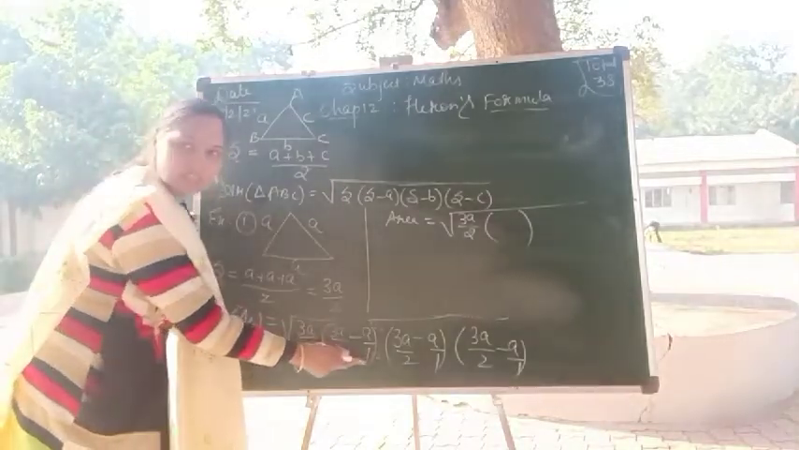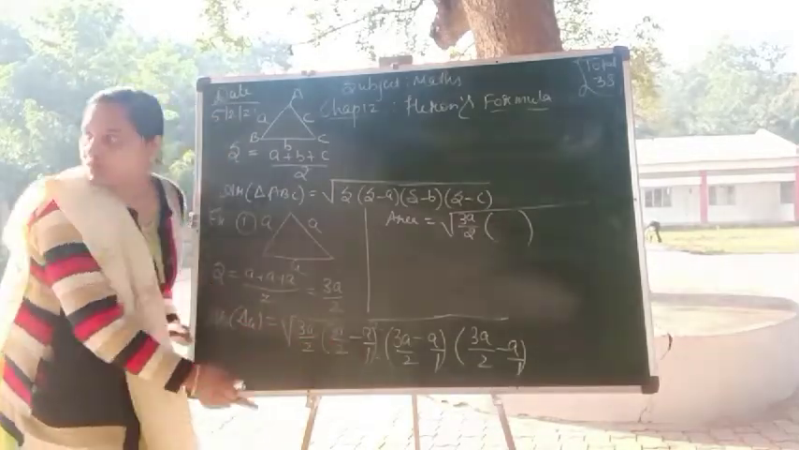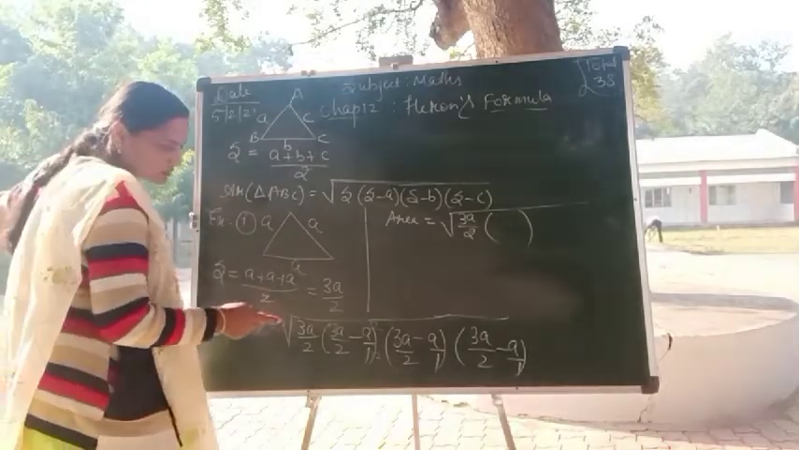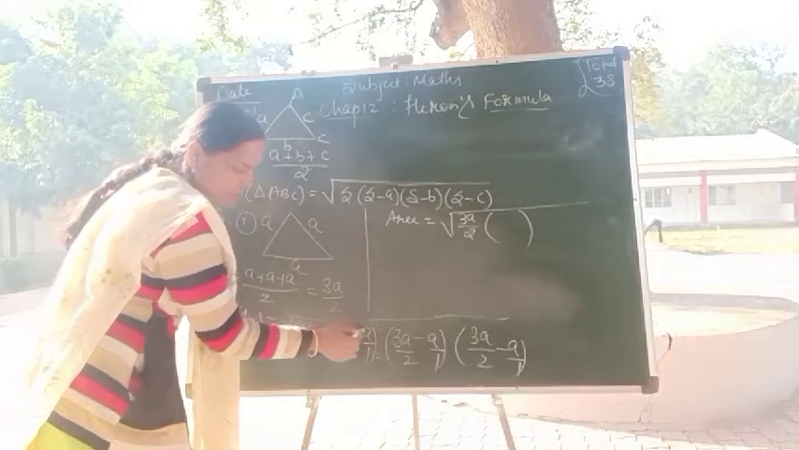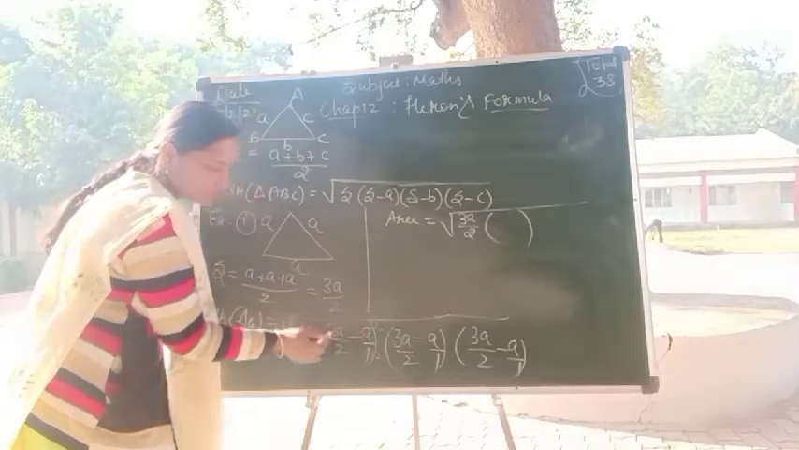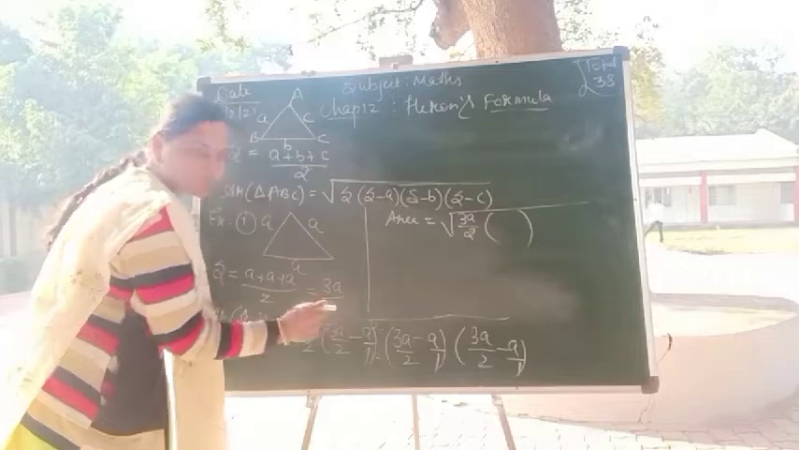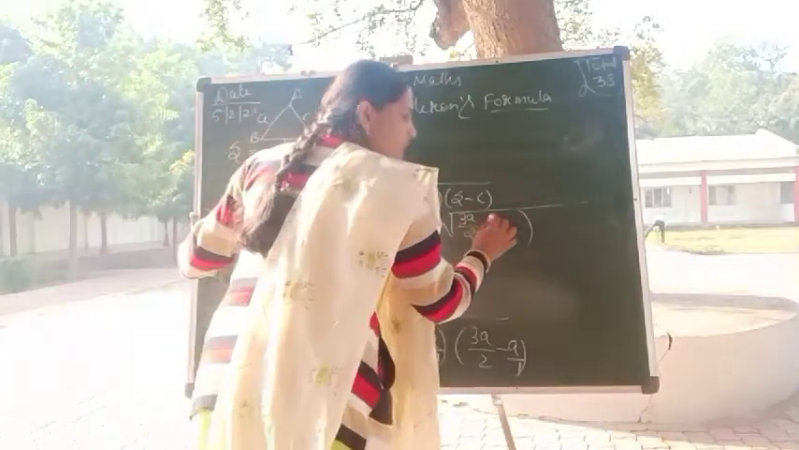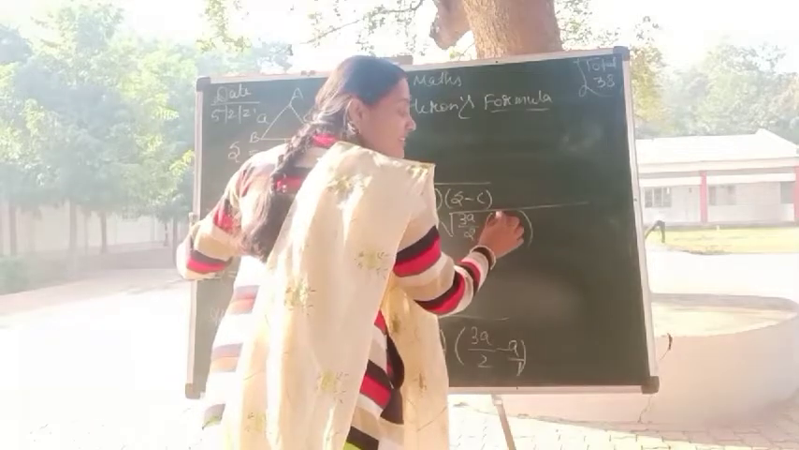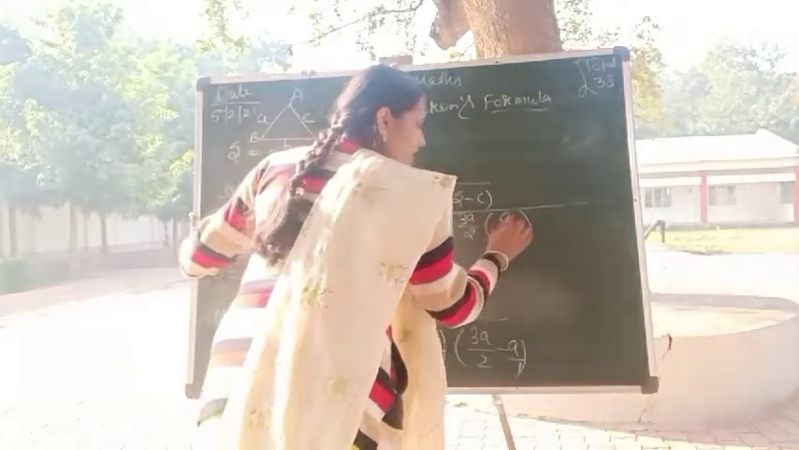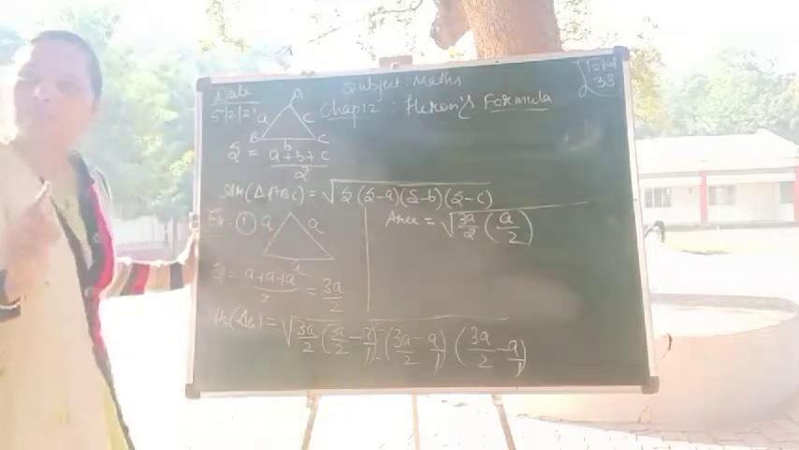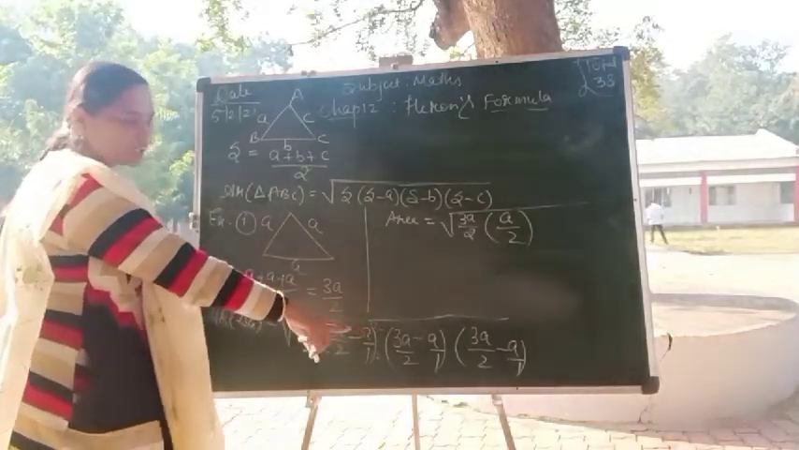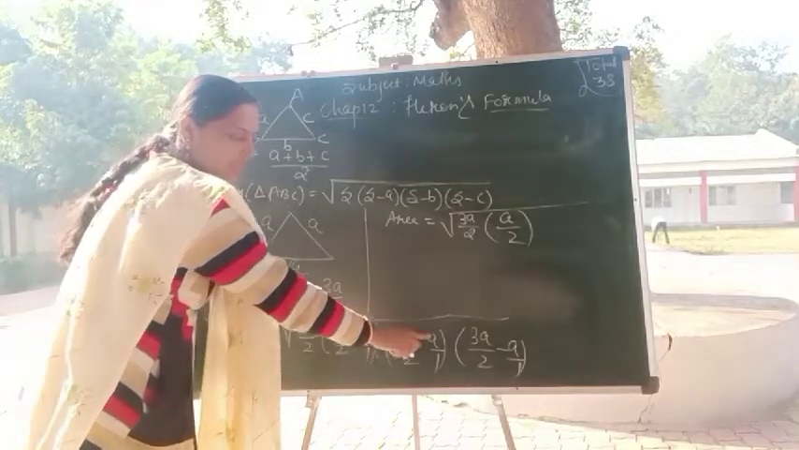Therefore I want 2 here. To make it 2, I have to multiply both numerator and denominator by 2. Then it will be 2a. 2 into a is 2a. 3a minus 2a whole upon 2. Can I write like this? Okay. 3a minus 2a, what is that? a by 2. Correct? 3a minus 2a is 1a whole upon 2. Now tell me about this. Ayushi, you tell me. 3a by 2 minus a by 1.